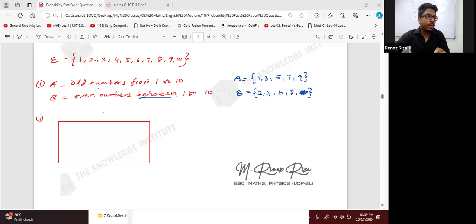Now, in the previous one, it says from 1 to 10. When it says from 1 to 10, then we can include 1 and 10. So here, one is an odd number, so we can write one here. There is a difference between from 1 to 10 and between 1 to 10. I hope it's clear to everyone now.